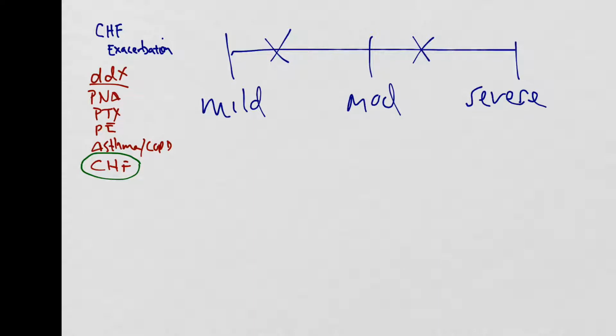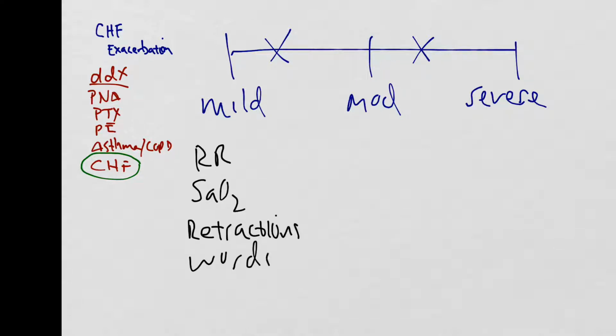What clues are you going to use to further figure out what degree of respiratory distress your patient is in? So the first thing to do is to just look at your patient. What's their respiratory rate? What's their SaO2? Are they using any accessory muscles or having retractions? How many words can they speak in a sentence?